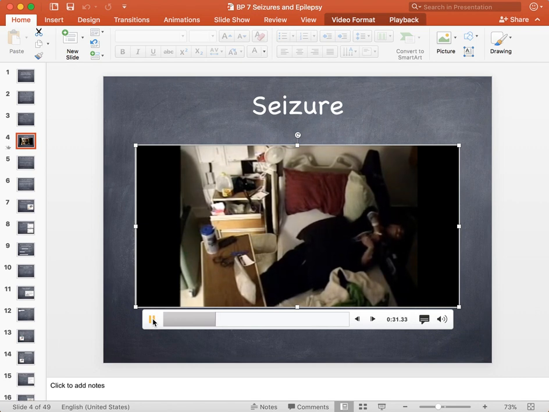So we saw the tonic phase. Now it's starting to move into a clonic phase.